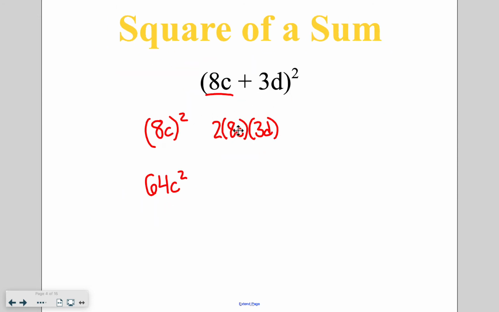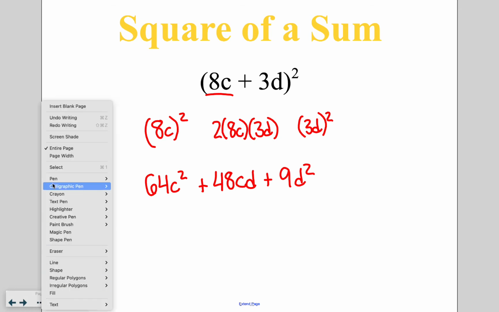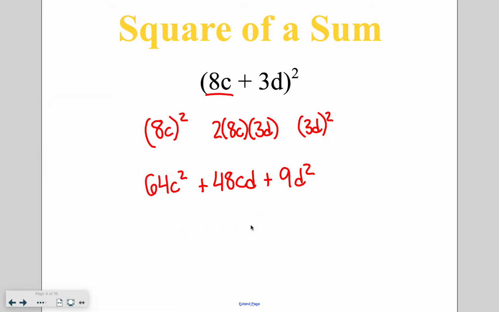So I've got 2 times 8, which is 16, times 3 is 48, and then I have c and d, so it's going to be 48cd. And then I'm going to take the last piece, which is 3d, and square that as well, which is going to give me 9d squared. So again, this is a shortcut for if you are multiplying the same two binomials twice.